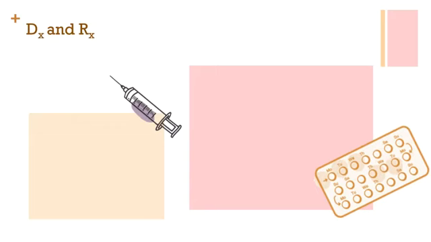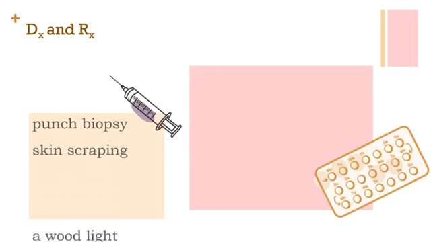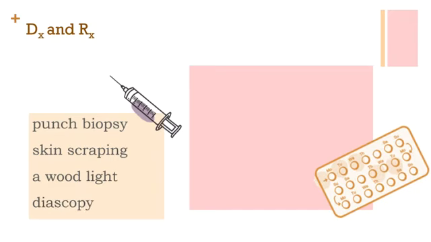Now let's pass on to diagnostic tools and treatment options. One procedure is a punch biopsy. Skin scraping as well helps diagnose fungal infections and scabies. A Wood's light, also called a black light, can help clinicians diagnose and define the extent of lesions. Diascopy is used to determine whether a lesion is vascular, non-vascular, or hemorrhagic.